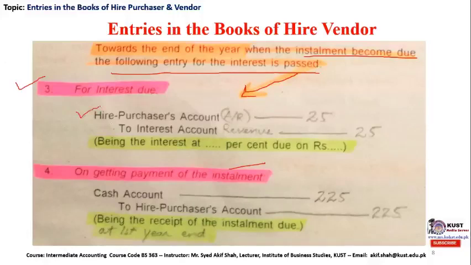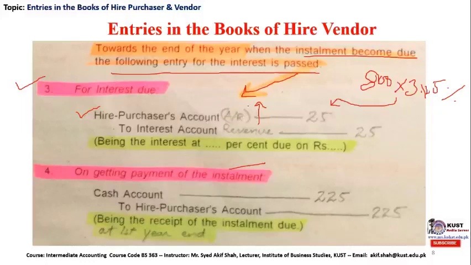Therefore, the account receivable, which is the hire purchaser account, has been increased by rupees 25, since we knew that the amount outstanding was 800 and the interest to be paid on this amount was 3.125% per annum. And if you multiply both of these values, you will come up with the interest payment of rupees 25 for the first year.